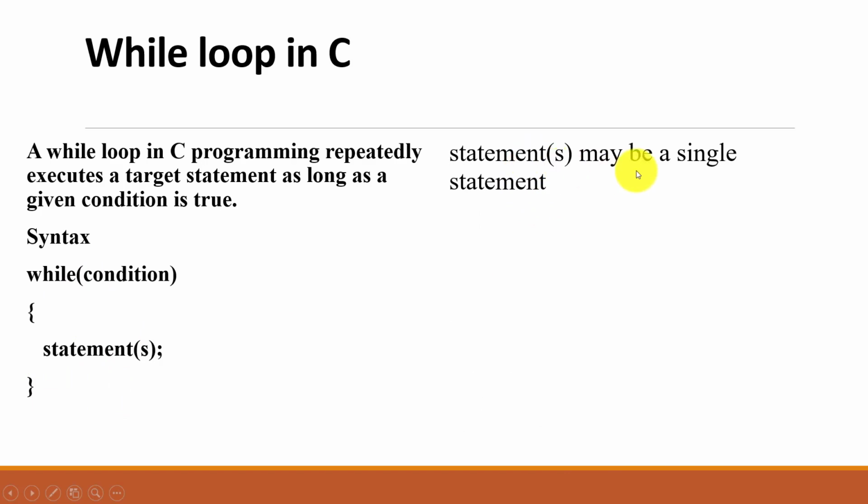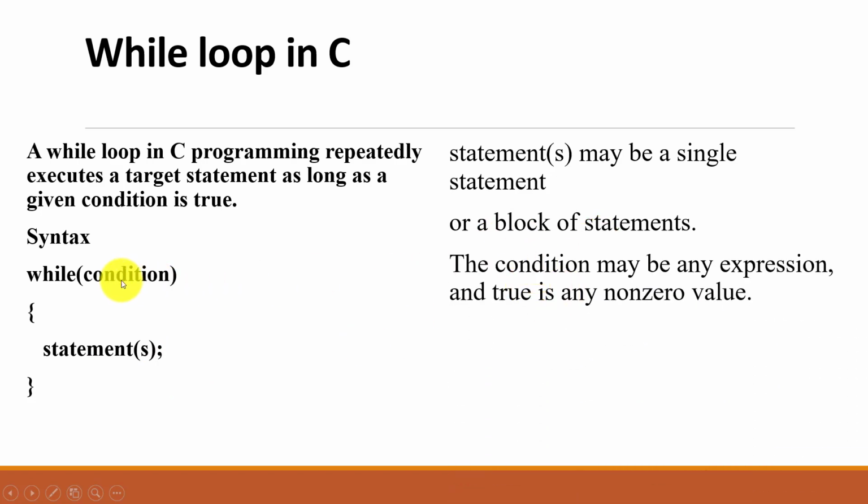The statement may be one single statement or a group of statements, that is, a block of statements also. Here, instead of a condition you may write an expression. So the condition may be an expression, and true is any non-zero value. If it is a non-zero value and it is true, then the compiler control goes inside this loop. This is the opening bracket and closing bracket, and these brackets make the loop. So it may execute one single statement or a block of statements.